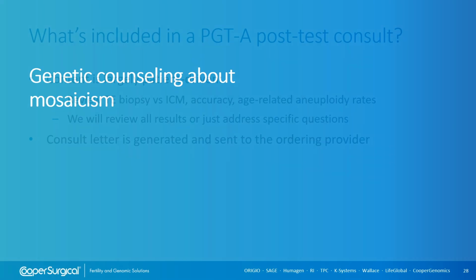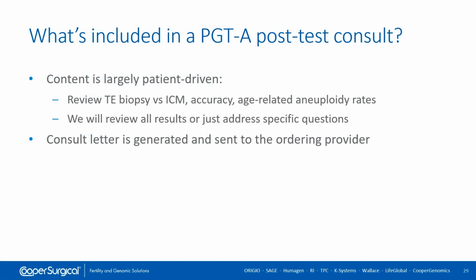If your patient has a PGTA post-test genetic counseling consult with Cooper Genomics, what's included? We do offer to review a 3-generation family history or just to discuss specific family history concerns in every consult. We also ask both patient and partner about carrier screening results as well as karyotypes in order to have the full picture and clinical information in the context of their PGTA results.